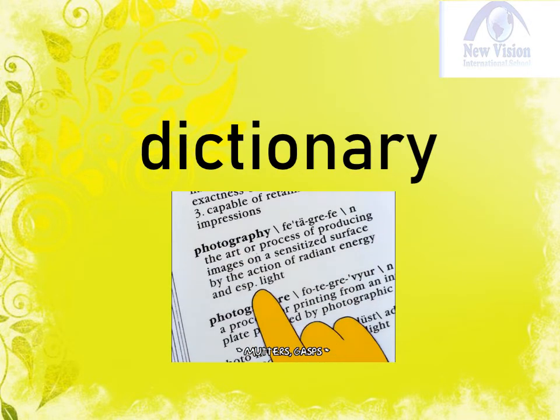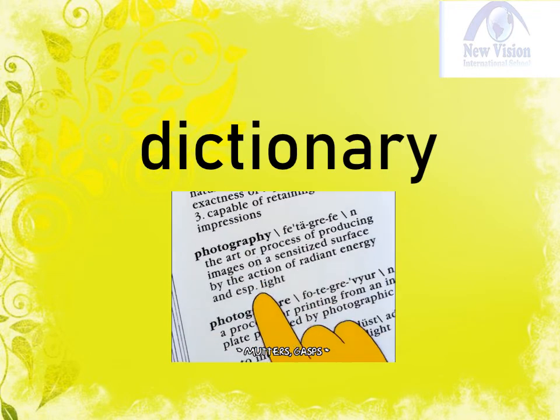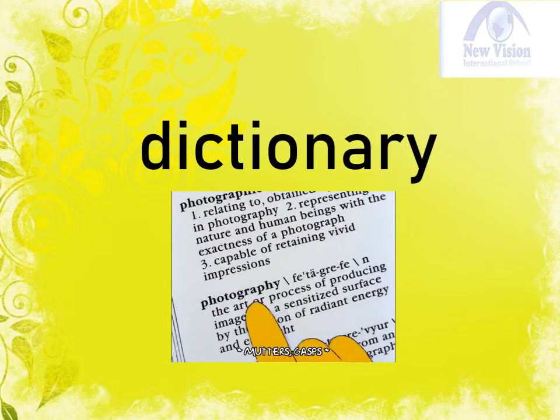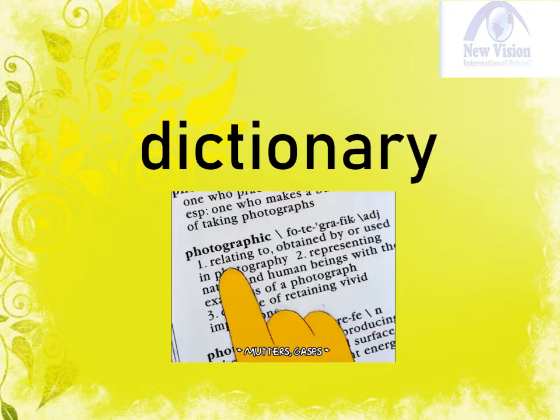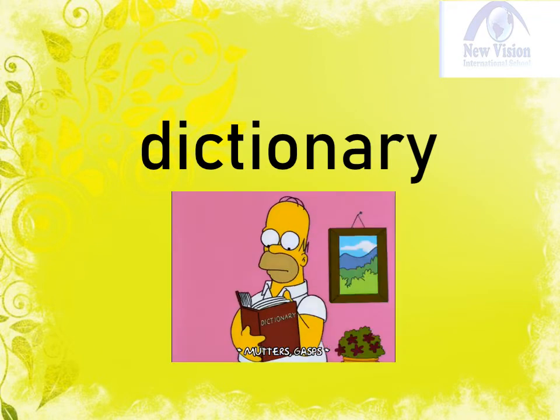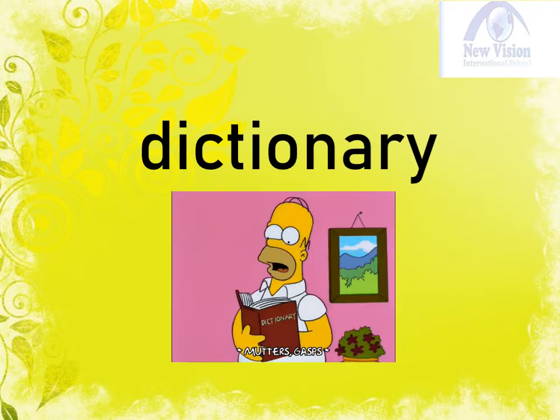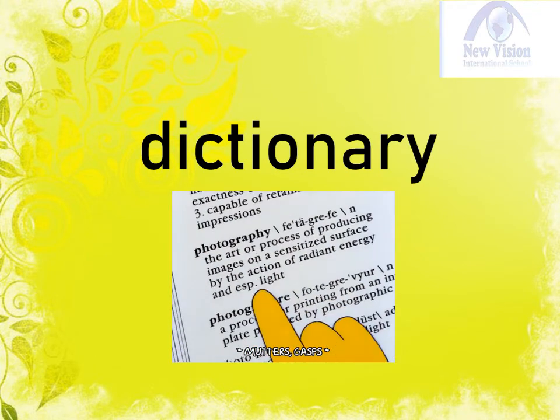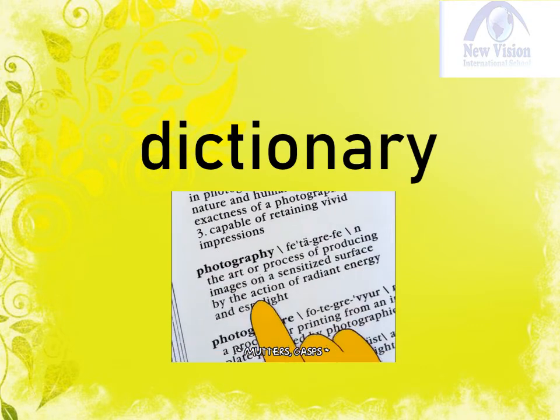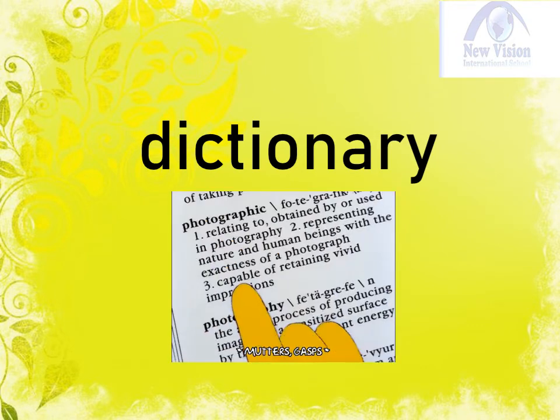Next, we have the word dictionary. Dictionary is a book that lists the words of a language and gives the meaning or gives the equivalent words in a different language, often also providing information about pronunciation, origin, and usage. Sample sentence. He was bold enough to insist his definition was right and contradict the dictionary. The word is dictionary.